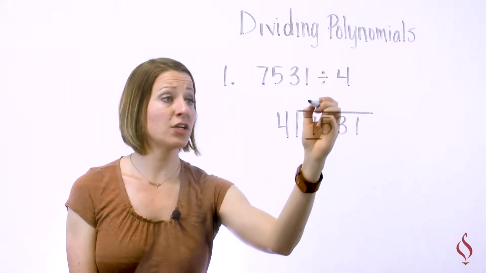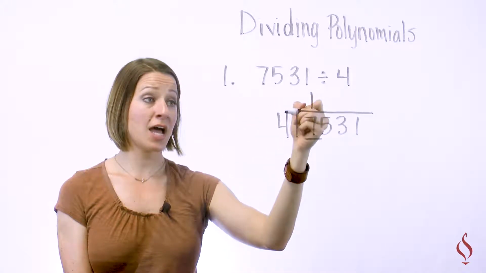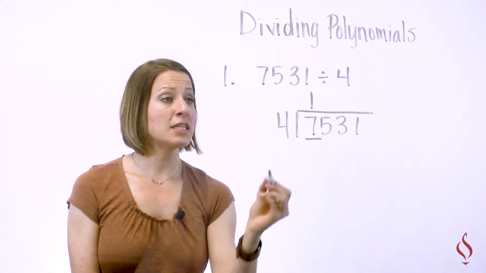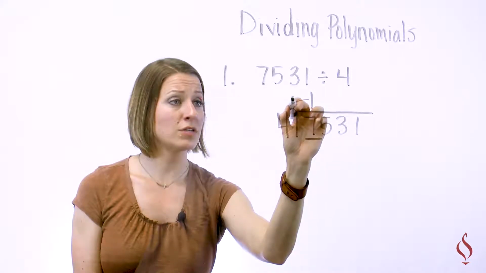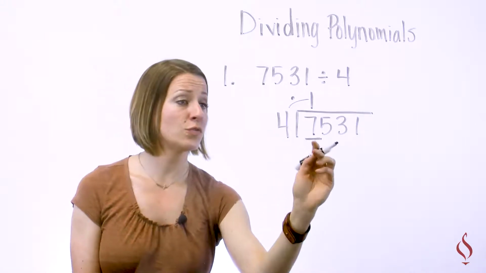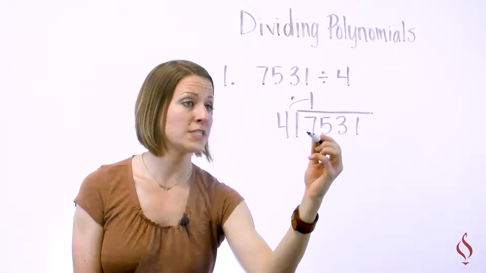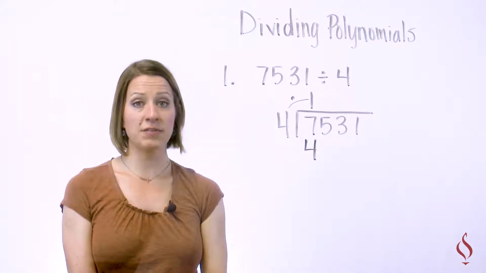4 can divide in there. It can go in there one time. So we're going to put that 1 on top of the division house. Then we are going to multiply. Put a little dot. That dot represents multiplication. 1 times 4. Let's erase that. I'm going to put it directly underneath the 7.